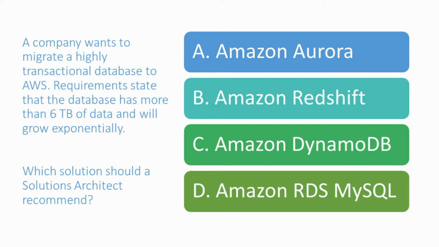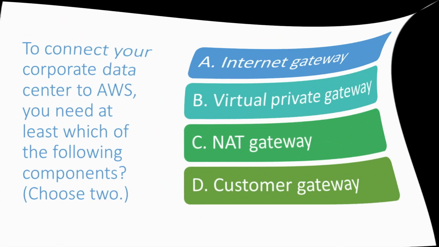Correct answer for this question option A, Amazon Aurora. Because, if you have to choose between Aurora and RDS MySQL in exam, go with Aurora since Amazon says it's faster, more scalable and more highly available than MySQL. Let's talk about next questions.